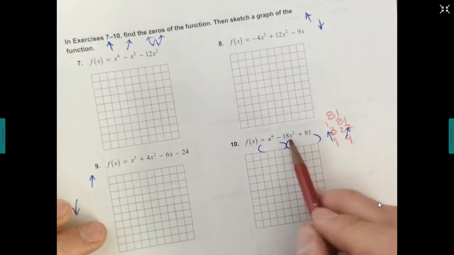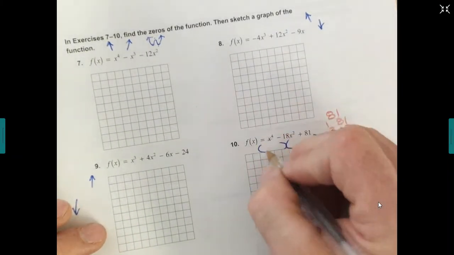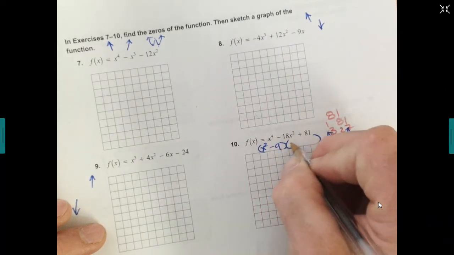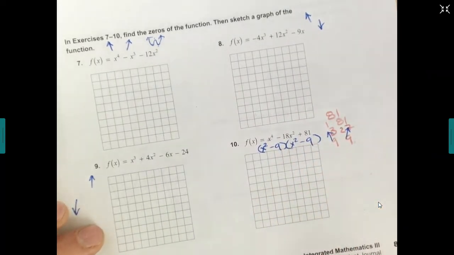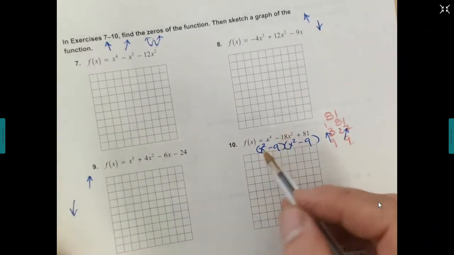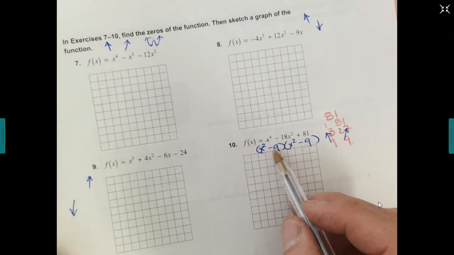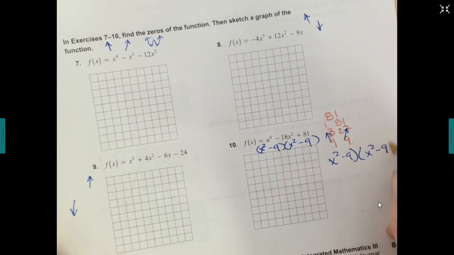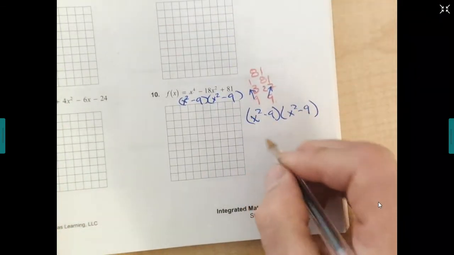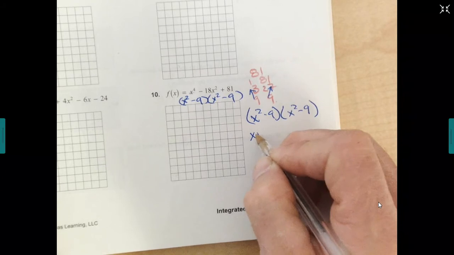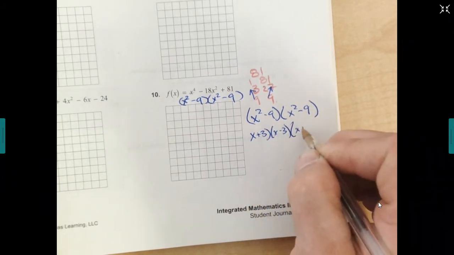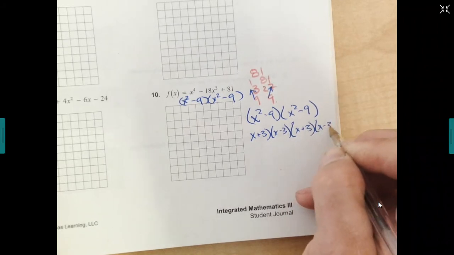Oh, well, look, 9 and 9 gives me 18. So I have x squared minus 9 and x squared minus 9 equals my function. X squared minus 9, well, that's a perfect square minus a perfect square. So I'll move my equation over here. This is a perfect square, so it's x plus 3, x minus 3. These are perfect squares, x plus 3, x minus 3.